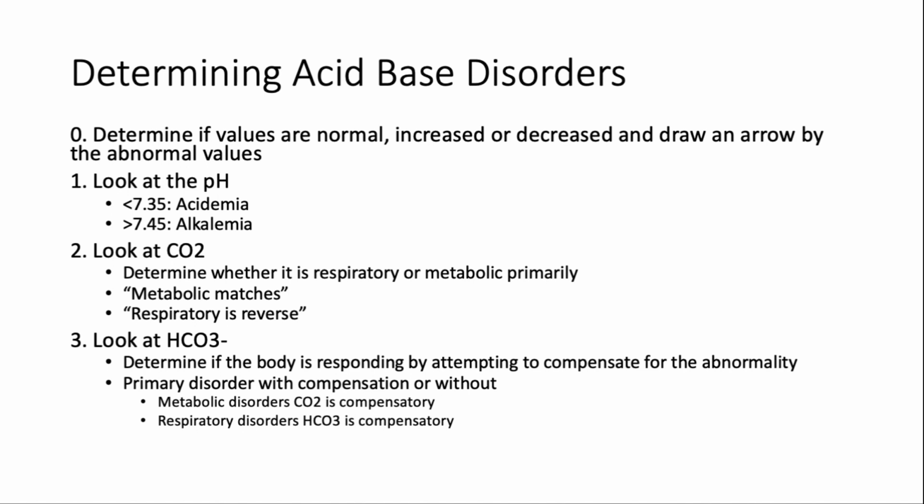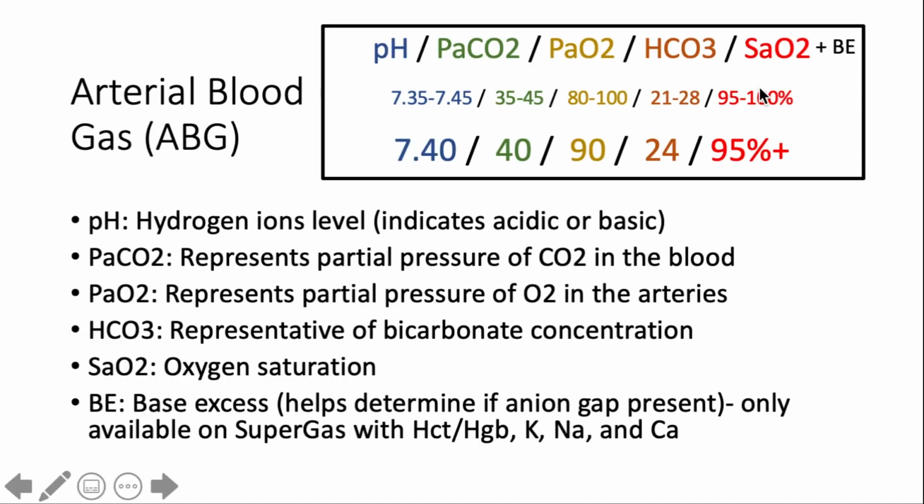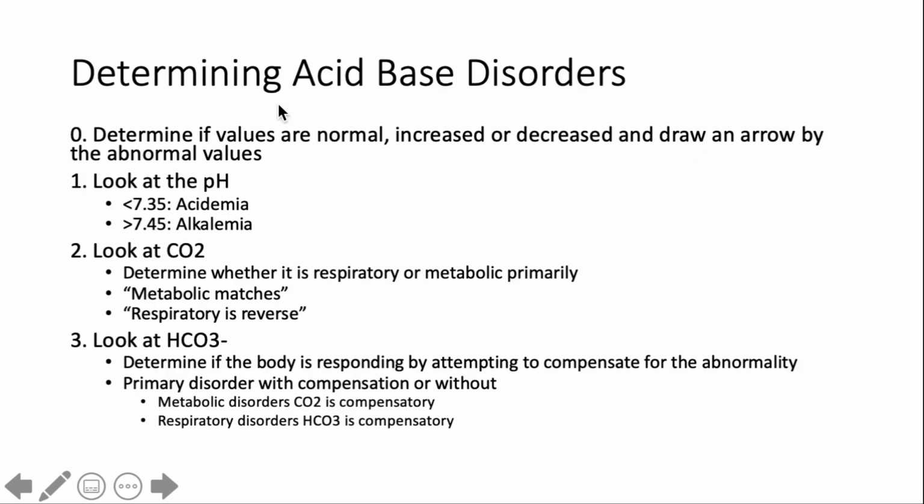So for determining those acid-base disorders, you need to first decide whether the values are high or low. Usually I put an arrow up or down on those values based on what's memorized right here to determine if it's high or low. Then I look at those values, starting with the pH. If it's low, they're acidotic. If it's high, then they're alkalotic.